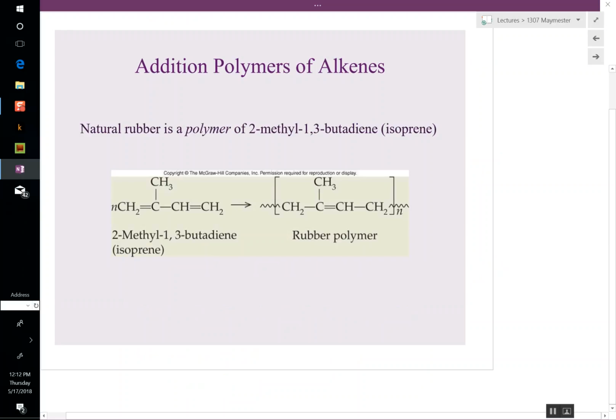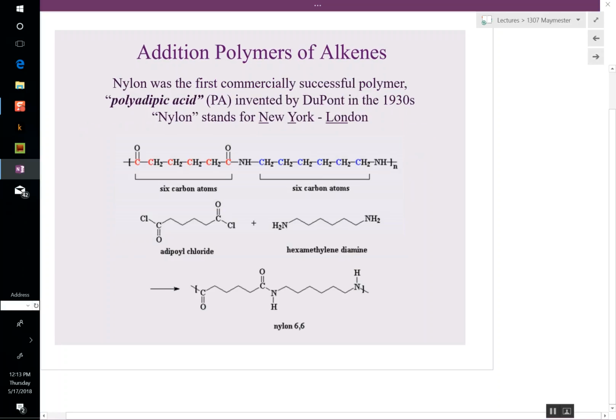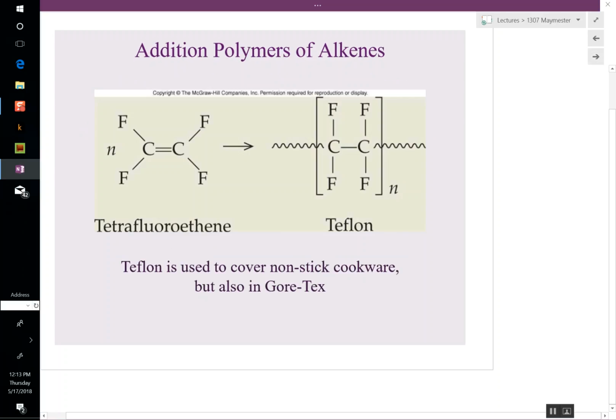So there, you take 2-methyl-1,3-butadiene. I think this was one of your things. You polymerize it and you get rubber, like to make automobile tires, by polymerizing isoprene. You get rubber. That's its common name, rubber. There's nylon. Don't worry about nylon. That's a different reaction.